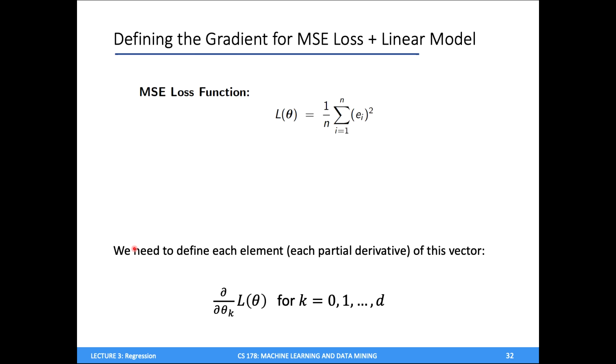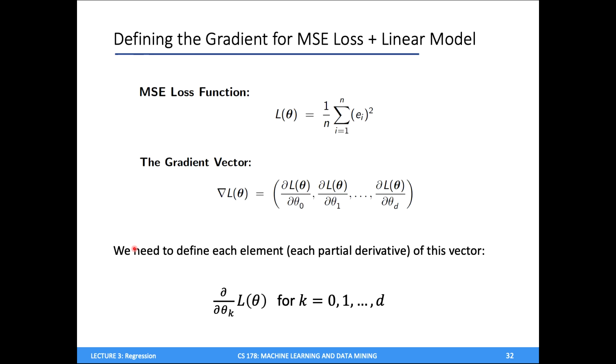Okay, so again, this is our MSE loss function. And what we need to compute from this loss function in order to run gradient descent is this gradient vector. This gradient vector, again, is the vector consisting of all the partial derivatives. So the derivative of L with respect to theta naught, and so on and so forth.